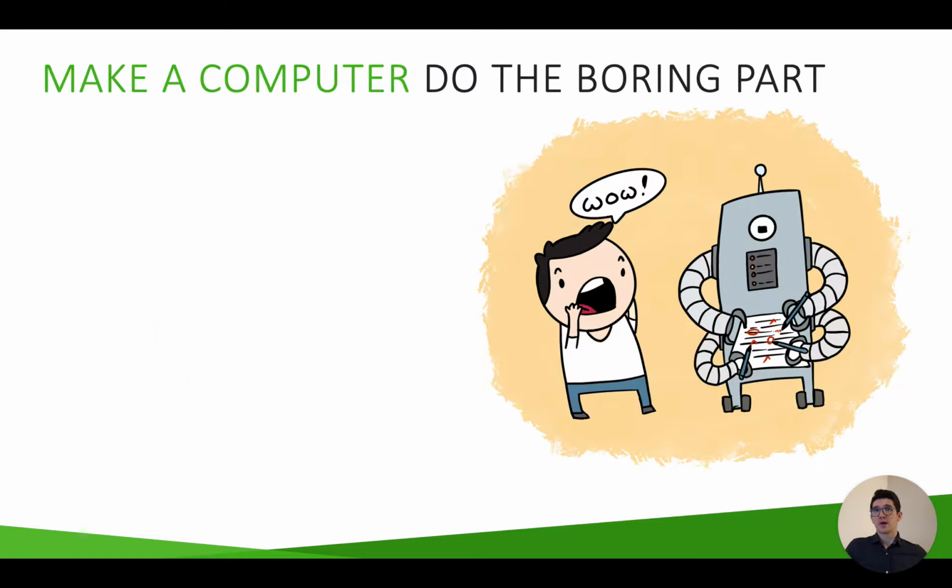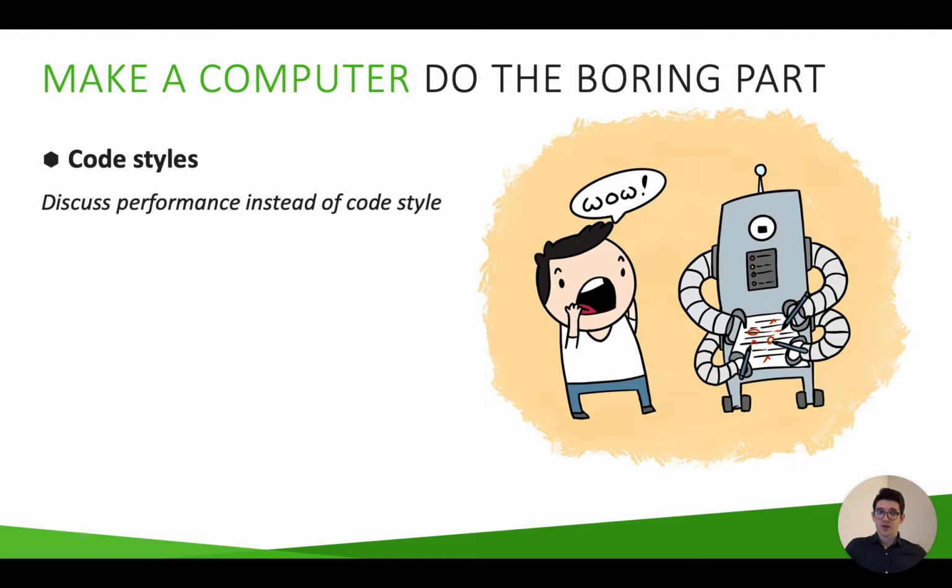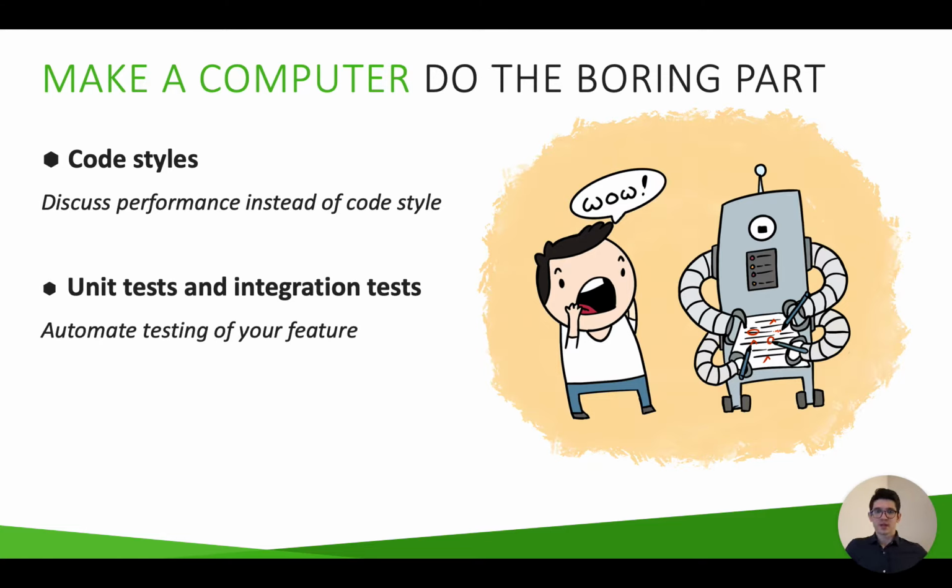Make a computer do the boring part. For instance, it can do code styles. So you can discuss performance instead of code style, set up your environment, set up your IDE to do code styles for you, to just go there and apply it automatically. Easy, very helpful. Of course, this isn't required, but still good to remind: automate the running of your unit tests and integration tests. Having written tests also allows you to concentrate more on important parts instead of just testing the author's feature during code review.